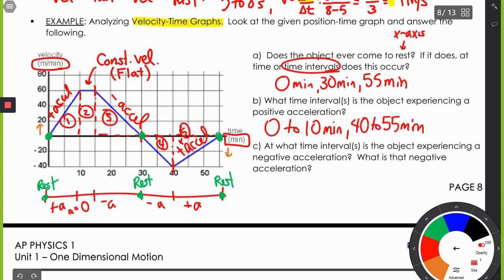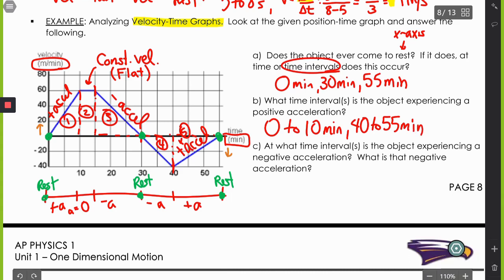Oh, I'll put an M, N. Again, I work at numbers, not letters and sentences. Okay, so there's our two segments of positive acceleration. And then at what time interval or intervals is the object experiencing a negative acceleration? And then what is that negative acceleration?